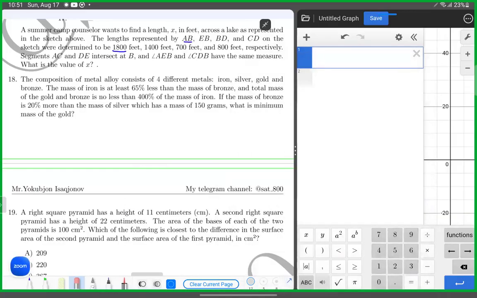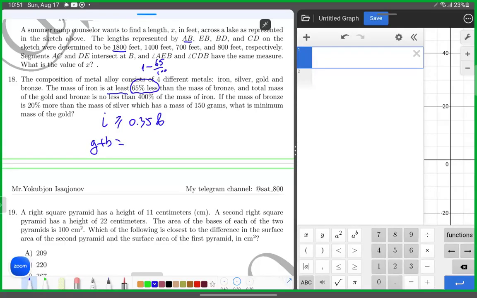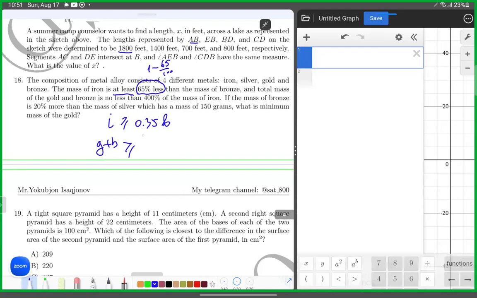Okay. Look, guys. Iron: when something is at least, this is the sign. 65% less means 1 minus 65 over 100, so 0.35 of bronze. Okay, next thing. Total mass of gold and bronze, gold plus bronze, is no less than 400. When something is no less, it means greater or equal to. So greater or equal to 400.